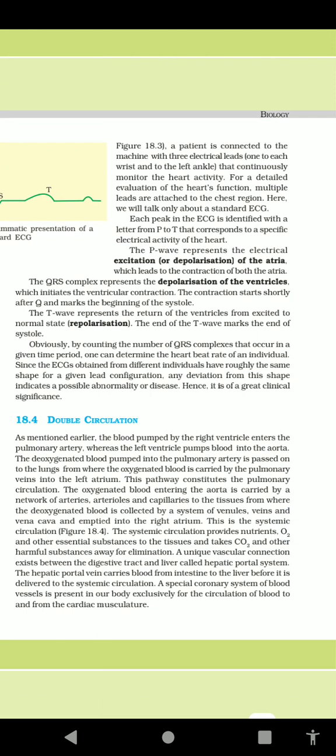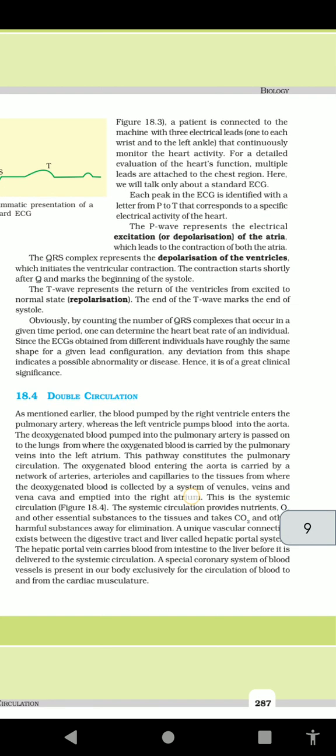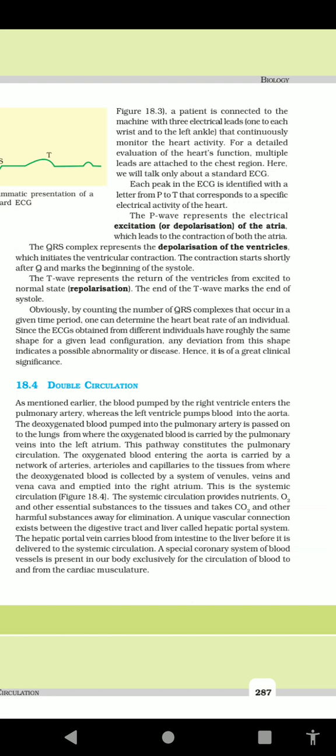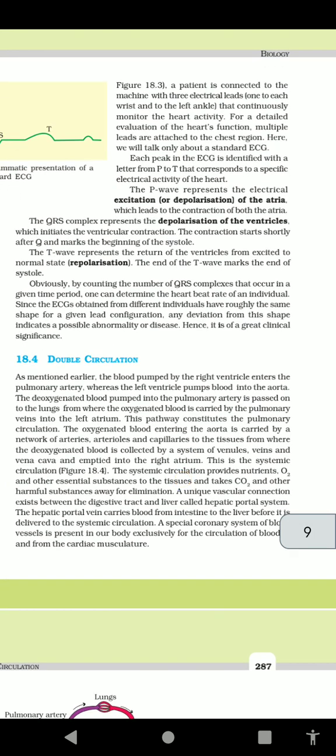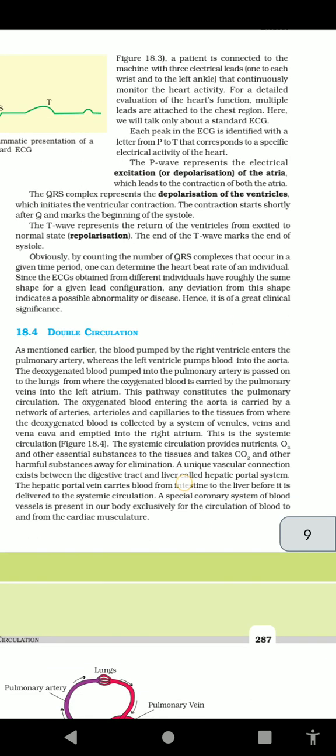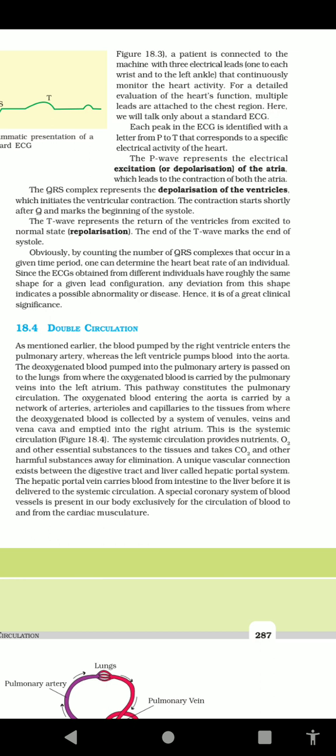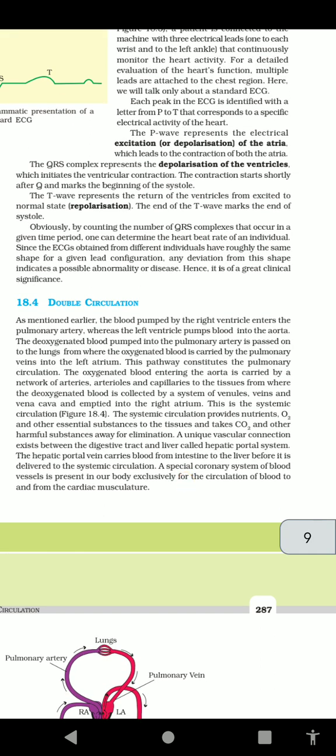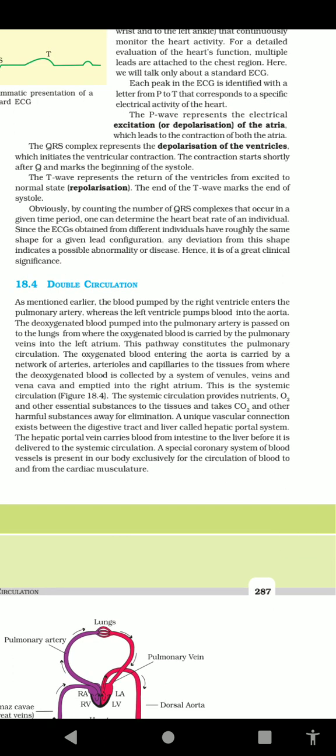The patient is connected to the machine with three electrical leads, one to each wrist and one to the left ankle, for continuous monitoring of the heart activity. For detailed evaluation of the heart function, multiple leads are attached to the chest region. Here, we will talk about the standard ECG.